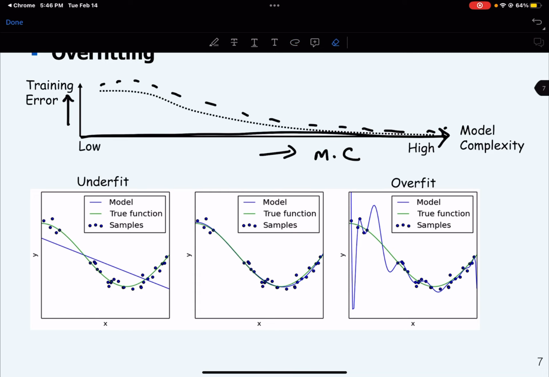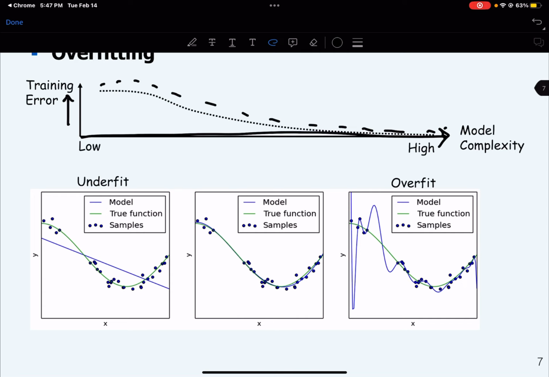So we have our actual model represented by this purple line, and then we have the model that we have calculated. If the model is overfit, it is unable to find or predict the unknown data.